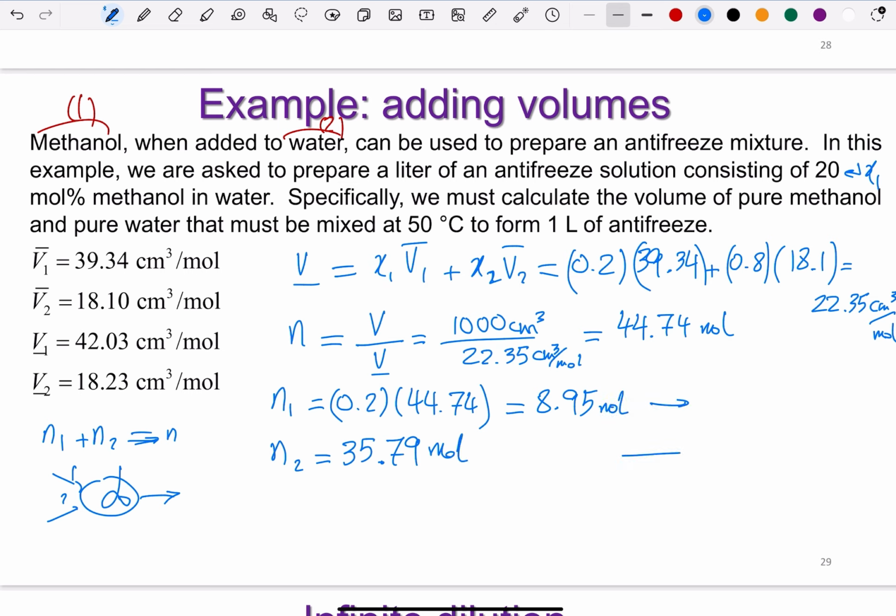And using these two numbers, I can calculate V1 and V2, which is the pure component volume, right? So if I follow that, my V1 is going to be 376 centimeter cube, and V2 is 652 centimeter cube. That's the individual ones.